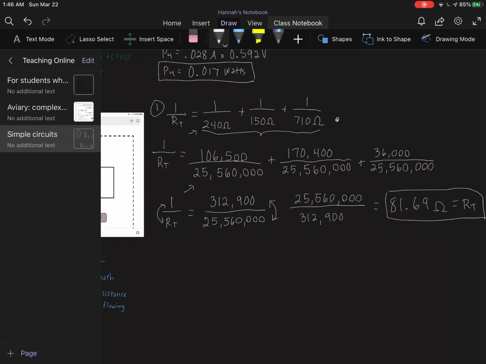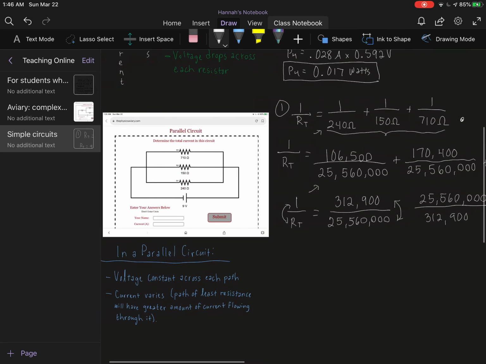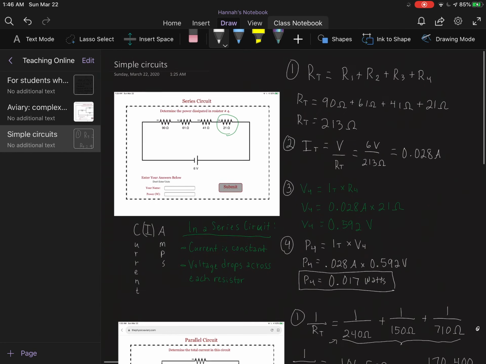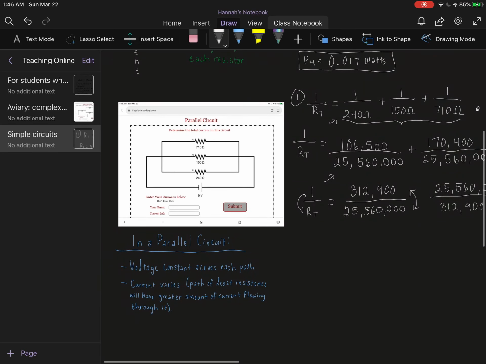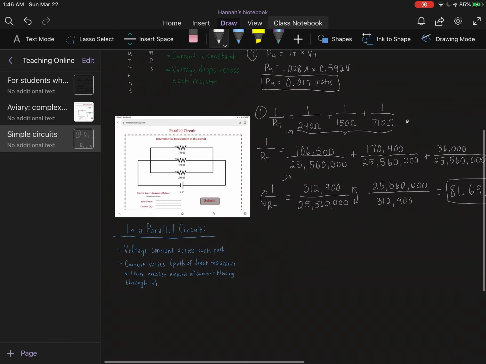Oh, I love that. Okay. But luckily, they don't do us in like they did with the series circuit and make us do 4 steps. Like, this honestly is 4 steps all by itself, but the next step is just to find your total current because that's what they wanted.